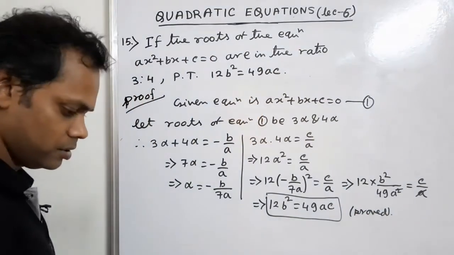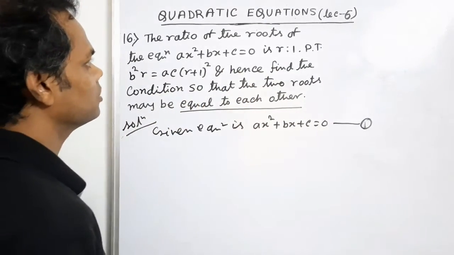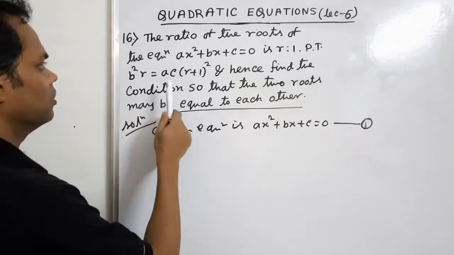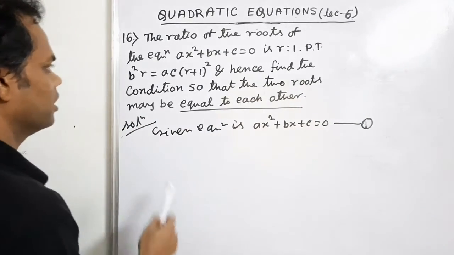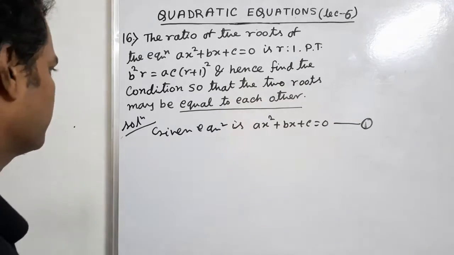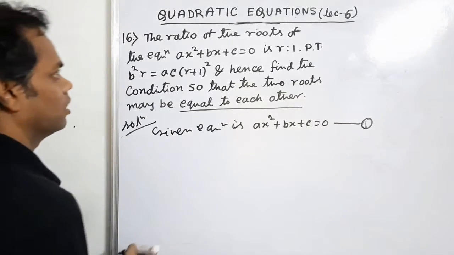And the next sum is, the ratio of the roots of the equation ax square plus bx plus c equal to 0 is r is to 1. Prove that b square r equal ac into r plus 1 square, and hence find the condition so that the roots may be equal to each other. Given equation is this one.